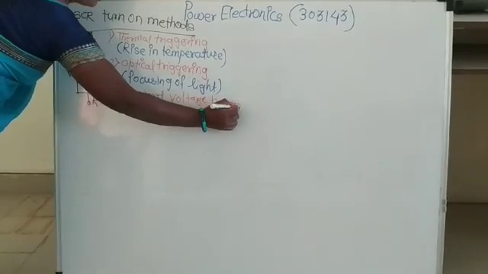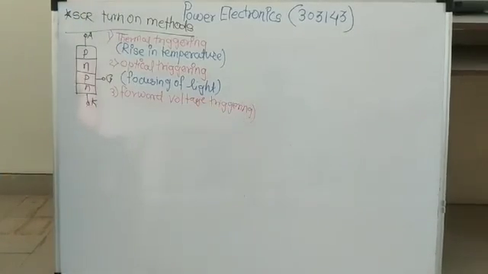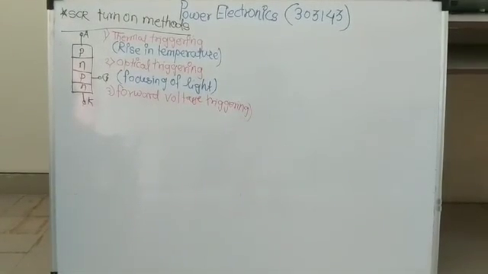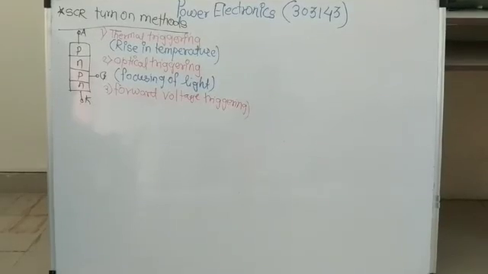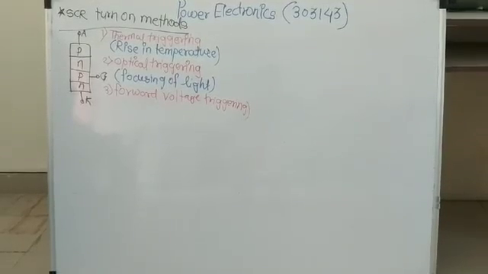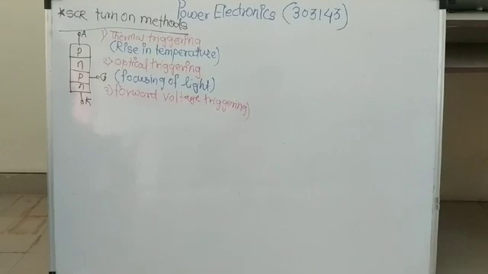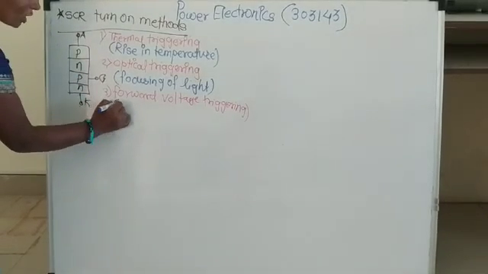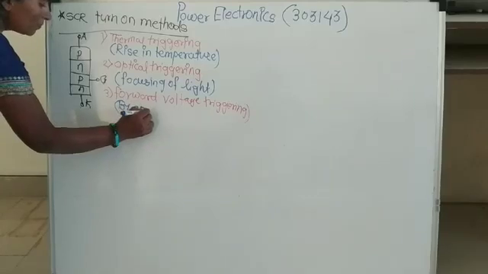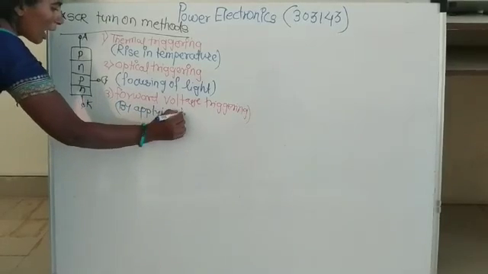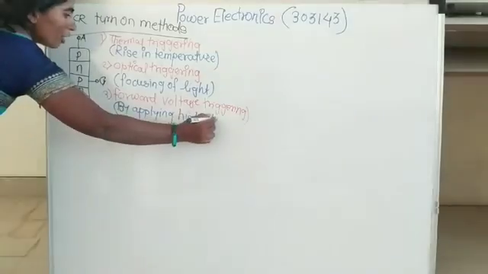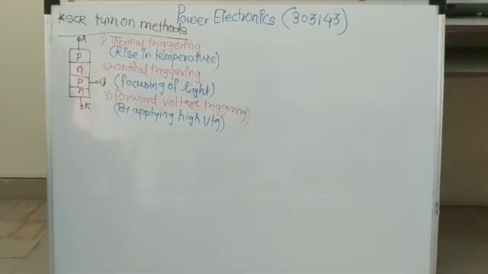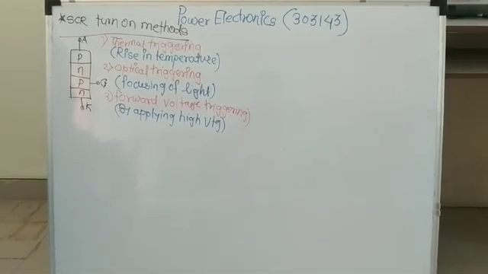Forward voltage triggering means we apply the voltage between anode to cathode. Forward means when we apply the voltage, we connect the battery in such a way that it is in forward bias, called forward voltage triggering. And this forward voltage triggering is also called by applying high voltage. Now, where we have to apply this voltage? This voltage is applied between anode to cathode, called forward voltage triggering.